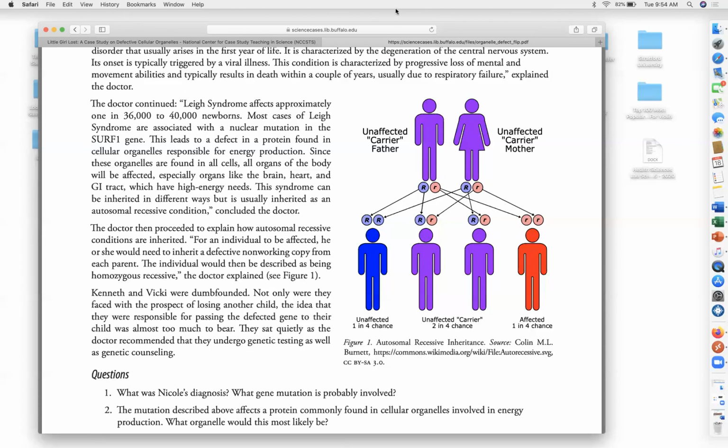And we have a question. Yes, sickle cell runs by the same thing.